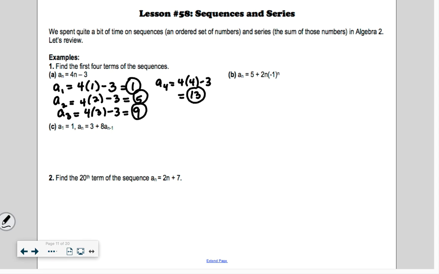Okay, so they could be more complicated. We could have things that have exponents and so on. So if I want the first term, I find A1. A subscript 1 means the first term of the sequence. Sometimes we have sequences that start with 0, especially if it has something to do with time, like time 0. So we have 5 plus 2 times 1, and then negative 1 to the 1. We do our exponent first, so negative 1 to the 1 is negative 1, times 2 times 1 is negative 2. So we're going to have 5 plus negative 2, which is 3.